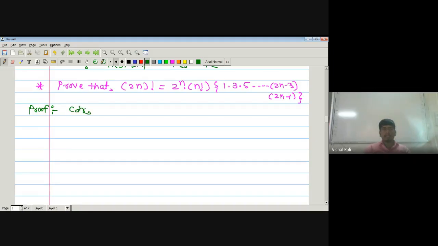Consider 2n factorial. Then by the definition of factorial, 2n factorial is the product of 2n consecutive integers starting with 1. That is, this one is 2n into 2n minus 1, 2n minus 2, 2n minus 3, 2n minus 4, and up to 4 into 3 into 2 into 1.